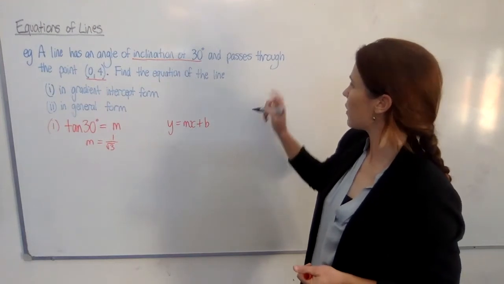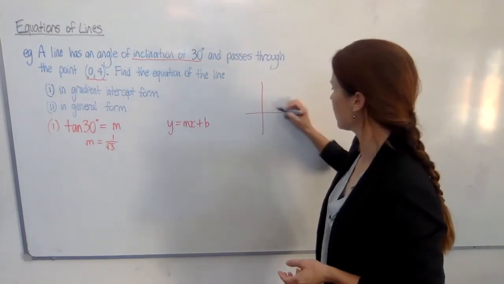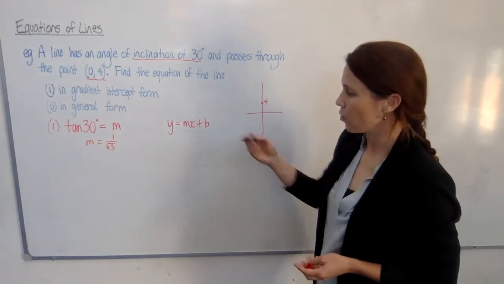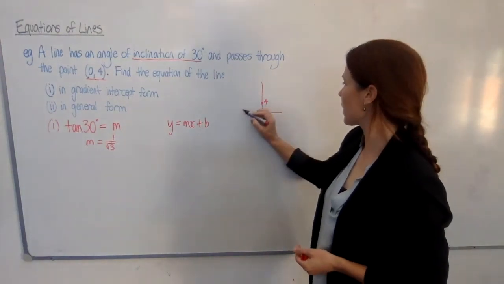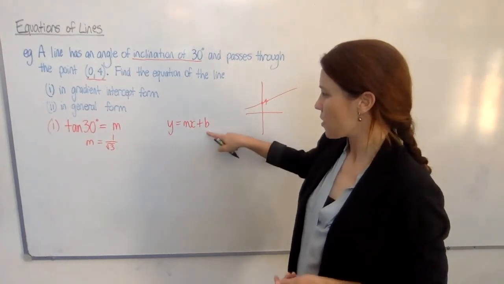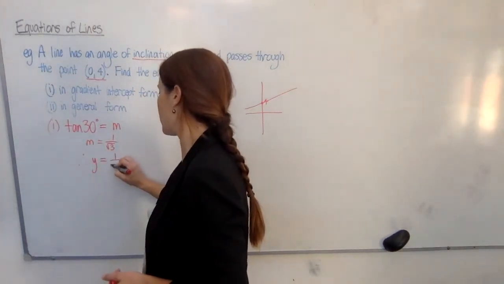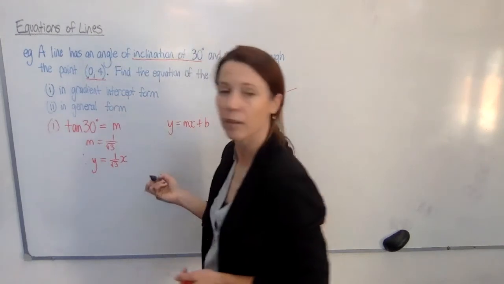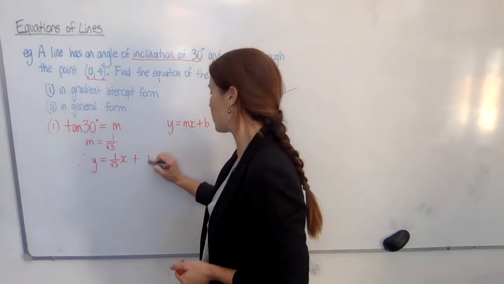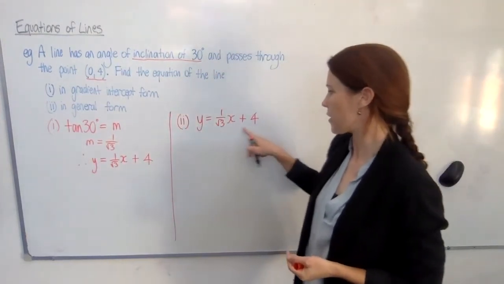Now, I need to find the y-intercept. Thankfully, I've been given that. The point (0, 4) is here. So it's got a y-intercept of 4 and the gradient of 1 over root 3. So it's going up sort of like this, not very steeply. So I can now just put that straight into this formula and say, therefore, y equals 1 over root 3 x, that's the gradient, multiplied by x, and then plus 4. And I'm done.